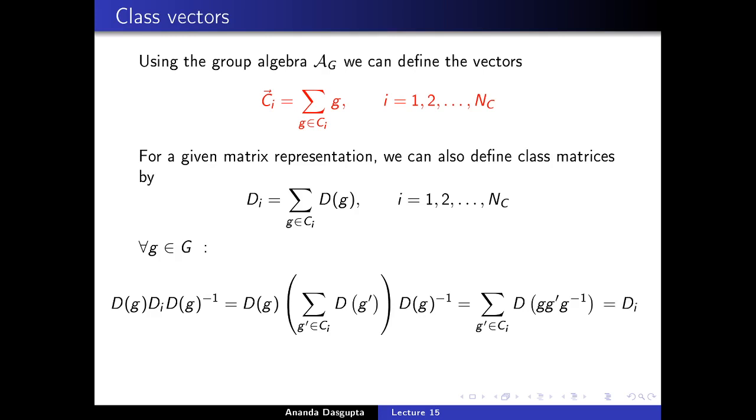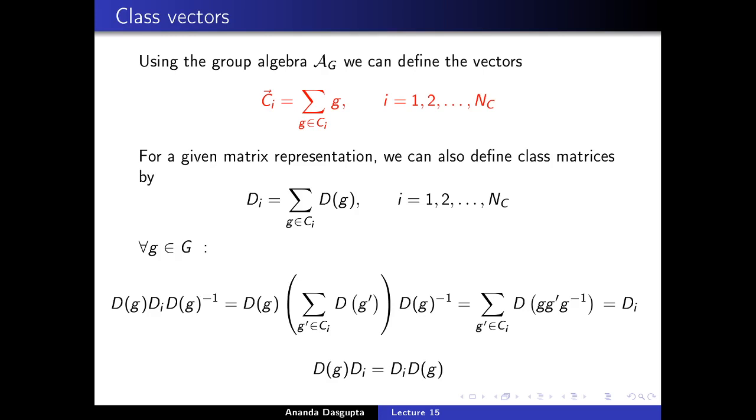So the upshot of all this is, D of g Di D of g inverse is Di, and that is, Di is a matrix which commutes with D of g for each small g in capital G. Now this should immediately remind you of Schur's lemma. A matrix which commutes with every matrix in an irreducible representation of a group must be a multiple of the identity. Of course, this result that we have, that D of g commutes with Di for all small g belonging to capital G, is valid for all representations, reducible or irreducible.